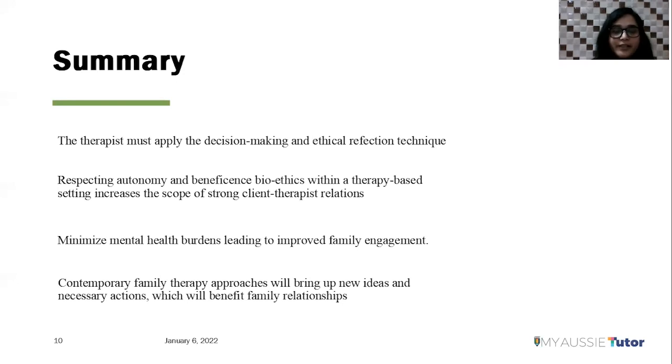So to conclude, we can say that the therapist must apply decision-making and ethical reflective techniques. Respecting autonomy and beneficent bioethics within a therapy-based setting increases the scope of strong client-therapist relationships. It will also minimize mental health burdens, leading to improved family engagement. This contemporary therapy, including both the structural and the systemic therapy approach, will bring up new ideas and necessary actions which will benefit the family relationship.